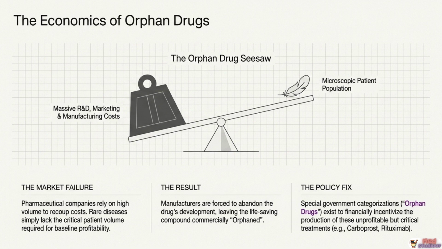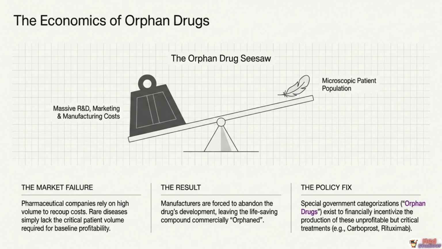Rare diseases, defined internationally as conditions affecting fewer than 1 in 2,000 people, simply do not generate sufficient patient volume to make drug development economically viable. The research, manufacturing, and marketing costs remain just as large, but the potential revenue base is microscopic. The predictable result is market failure. Manufacturers abandon development of these compounds because the commercial mathematics are impossible, leaving the life-saving molecule commercially orphaned.